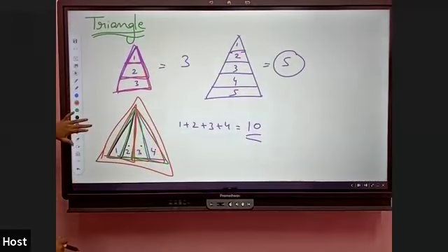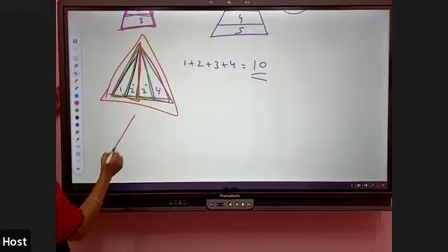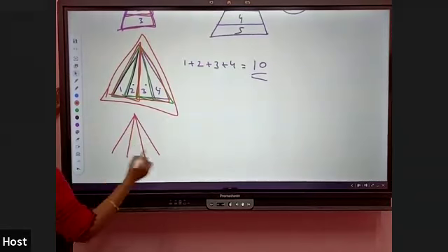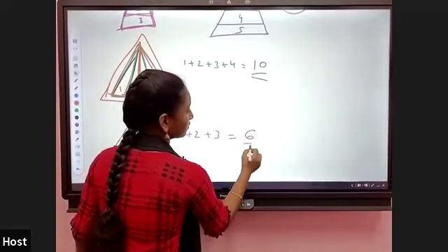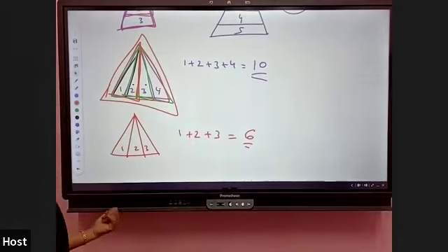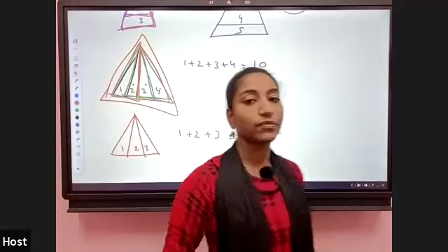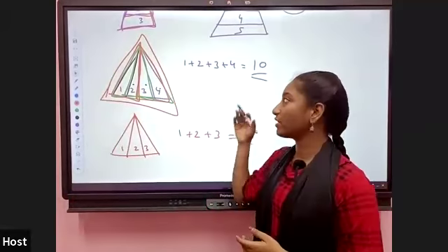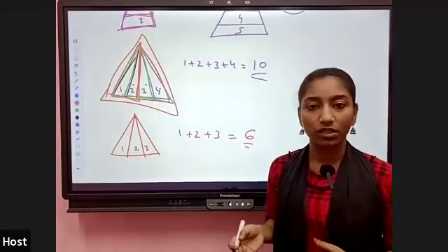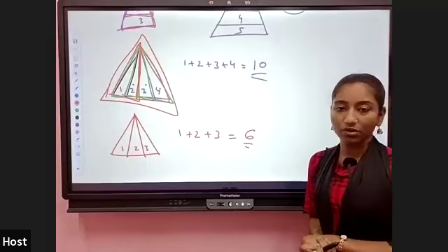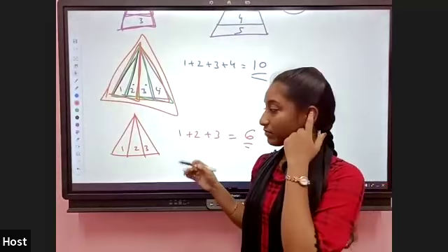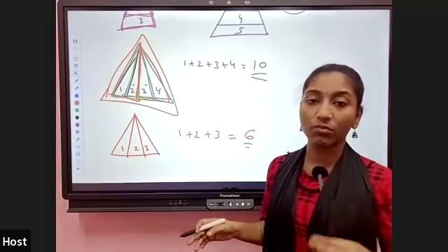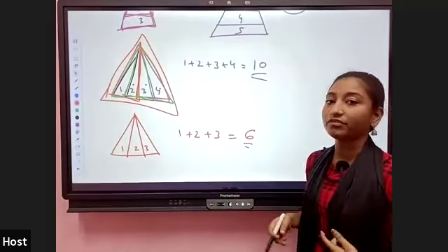Okay. If we did like this, suppose this is given: 1, 2, 3. So 1 plus 2 plus 3. How much? 6. So there are 6 triangles in the given figure. So when step triangle is given, we find how many steps are there, and number of steps equals number of triangles in the given figure. So here, the sum of the side triangles equals number of triangles.